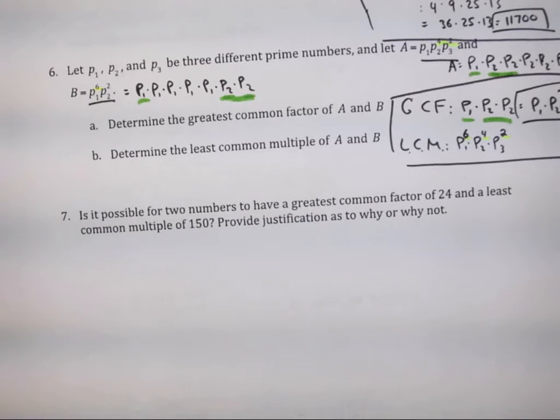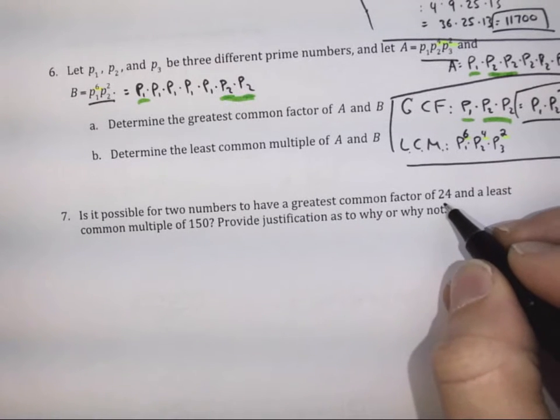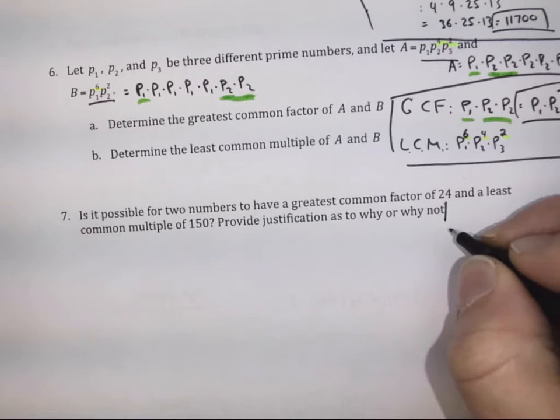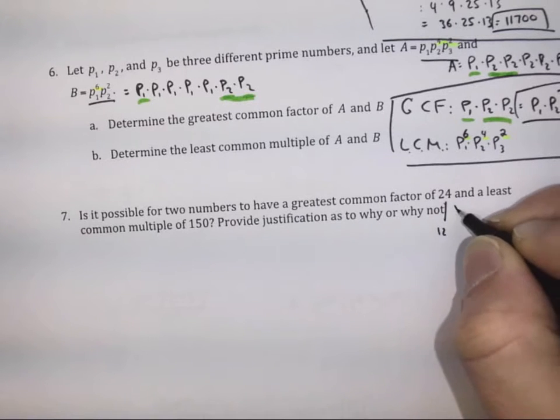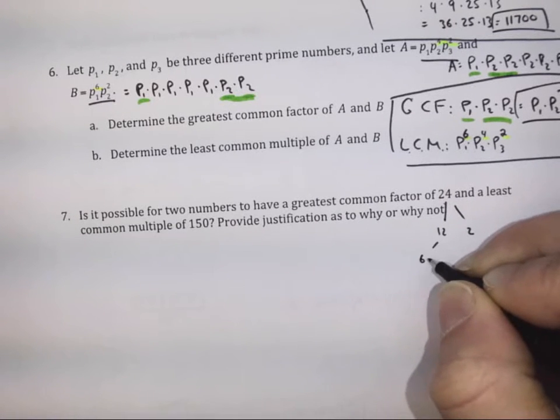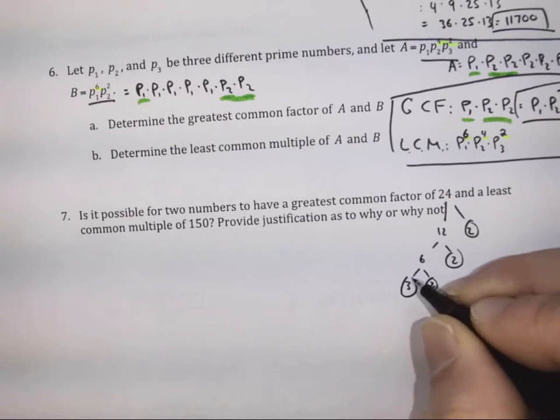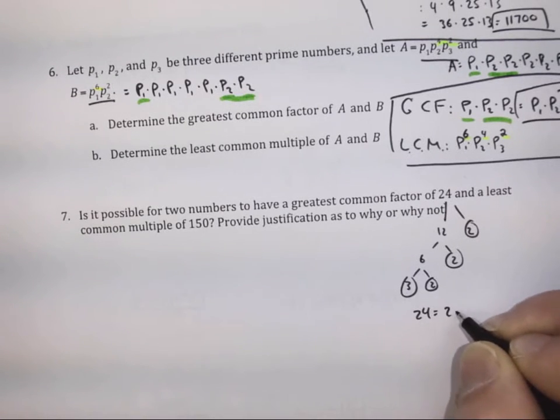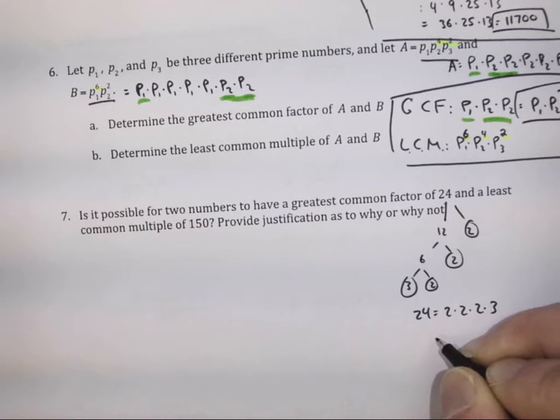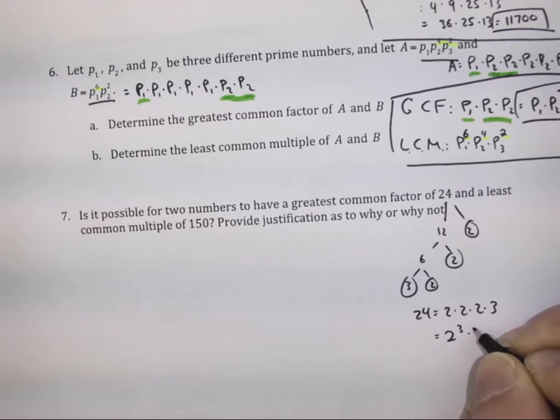All right. Well, I think in order to do this, I'm going to want to take a look at the prime factorization. So I'm going to split 24 into 12 and 2. 12 splits into 6 and 2. And 6 splits into 3 and 2. So that means 24 is really 2 times 2 times 2 times 3, or 2 cubed times 3.